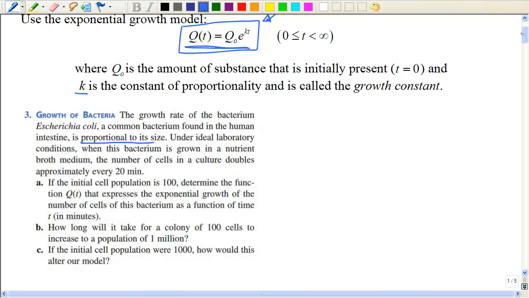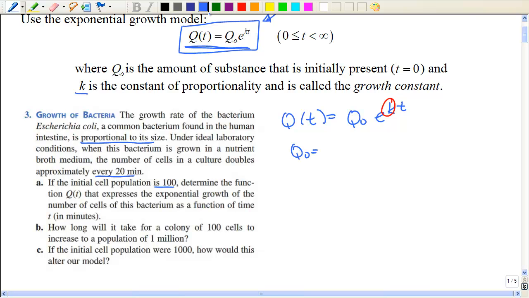In a laboratory, the number of cells in a culture doubles every 20 minutes. If the initial cell population is 100, then they want us to determine a function. So we're going to take this model, and really our job is to figure out that growth constant. They're going to give us enough information to hopefully do that. Let's write down the information we do have.